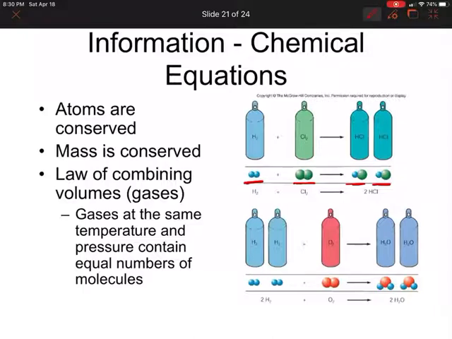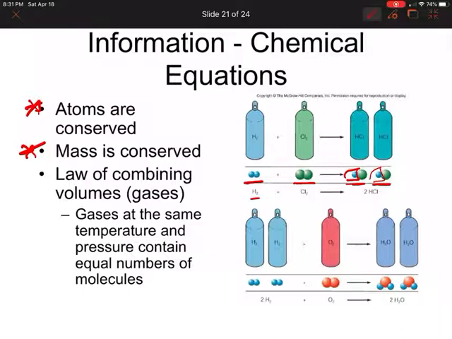All right, so just remember things like the atoms are conserved. You can see that there are 2 hydrogens here, and then look, there's 2 hydrogens here. And same with the chlorines. Mass is also conserved, meaning that you're going to have the same amount of weight on both sides.